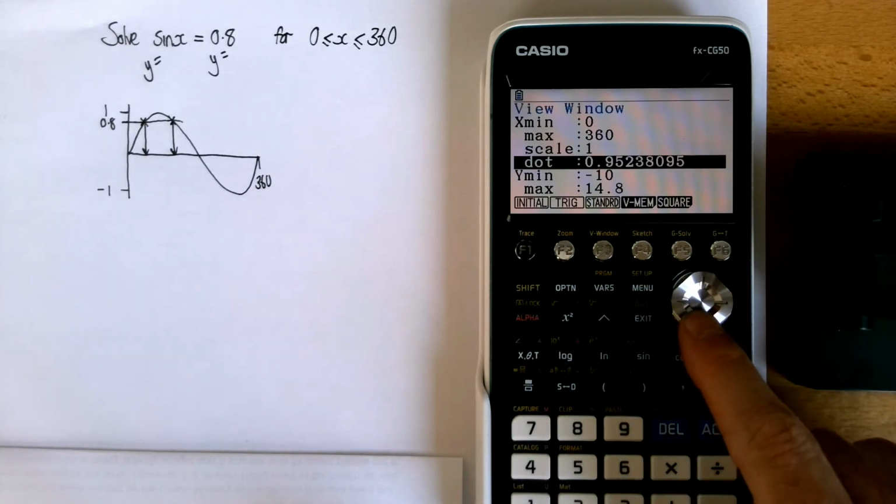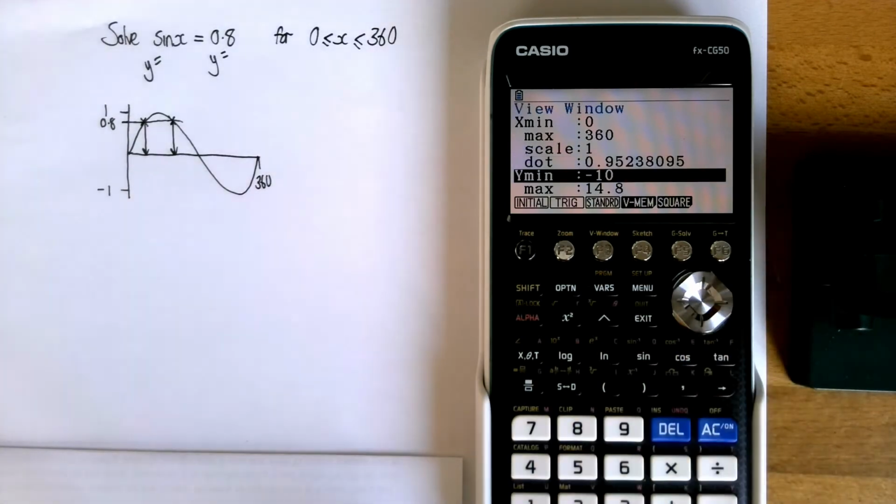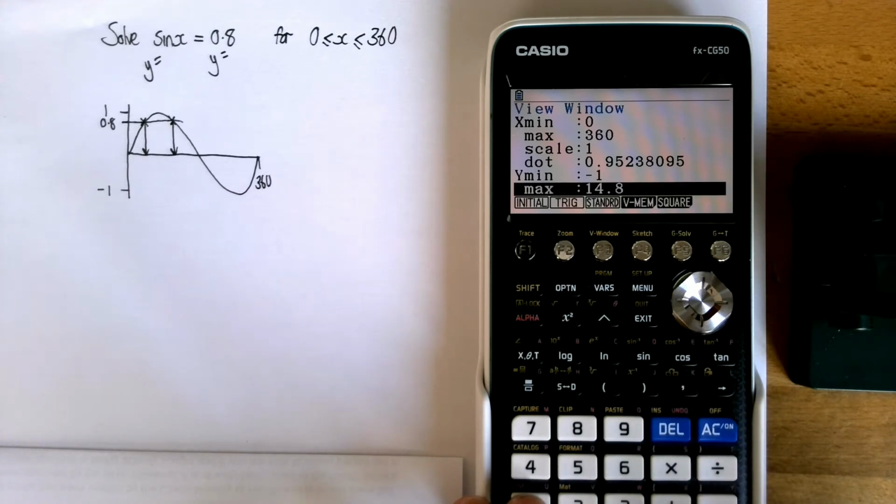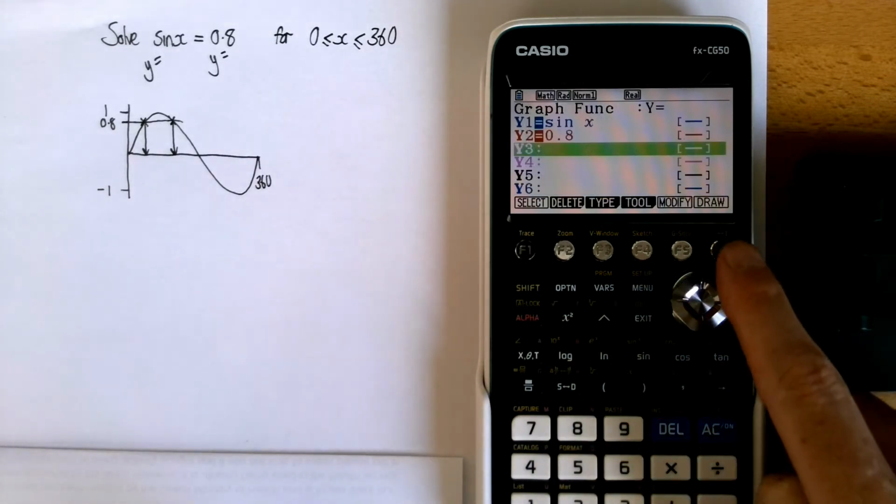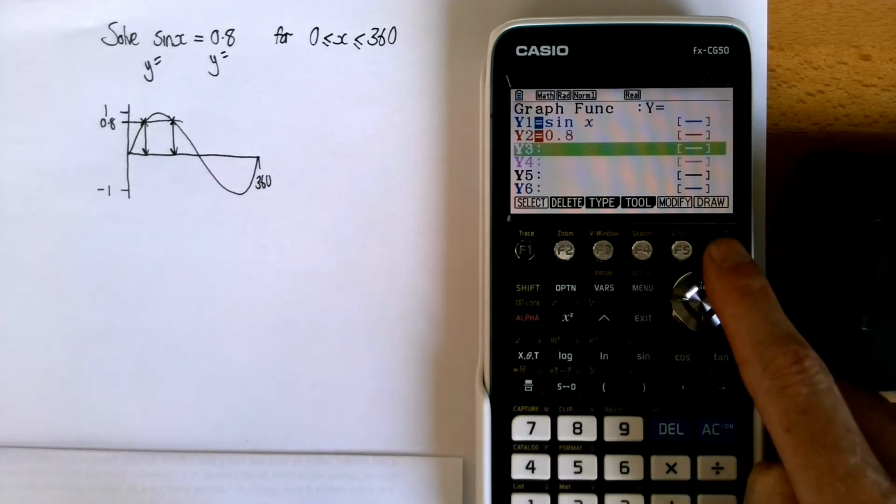I'm then going to go down past scale and dot, not going to fiddle with those. The y axis I need to go from -1 up to +1. So I do -1 and +1, and then I'm going to go exit, and I have to redraw the graph.